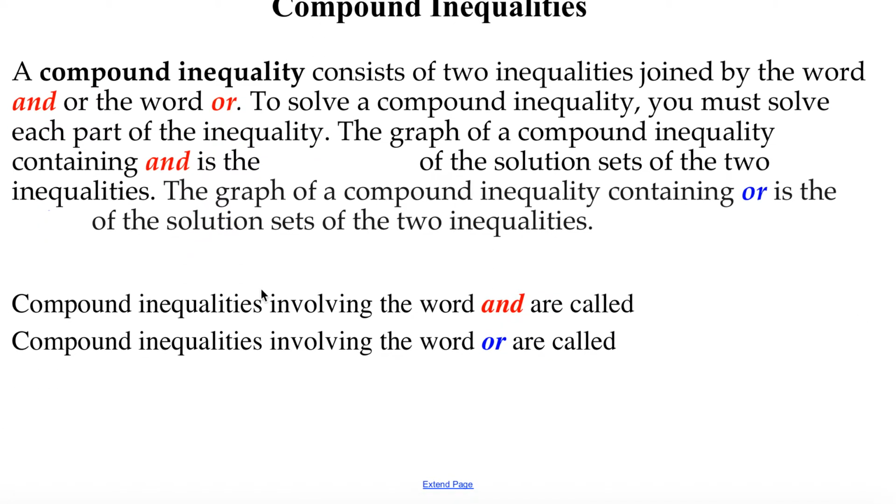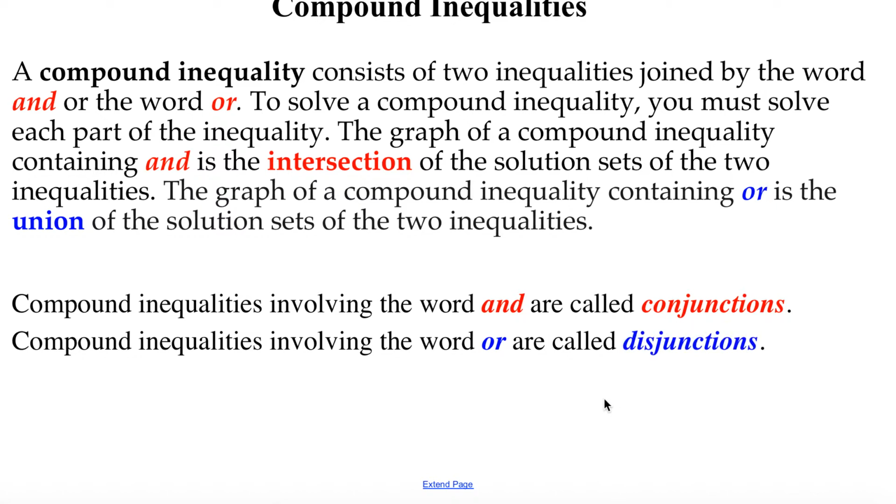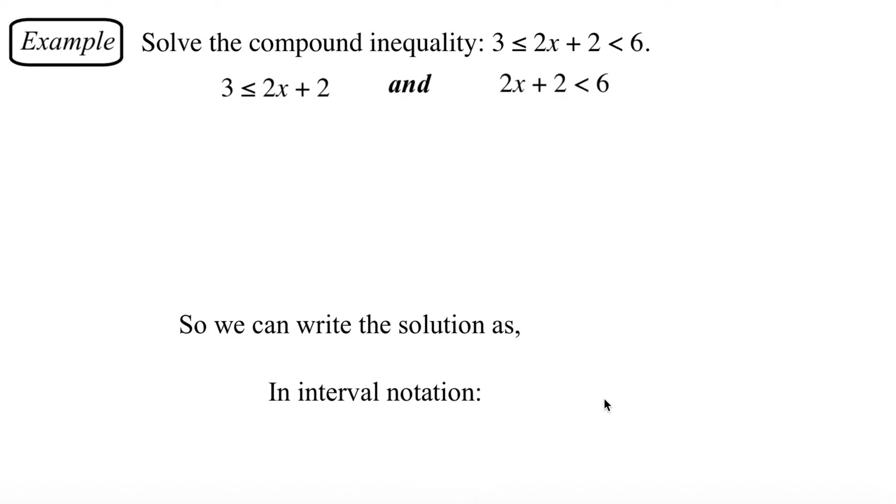The graph of a compound inequality that has the word and is the intersection of the solution sets. The graph of a compound inequality that has the word or is the union of the two solution sets. Compound inequalities involving the word and are called conjunctions. If they have the word or, it's called a disjunction. So a little bit of vocabulary there for you as well.